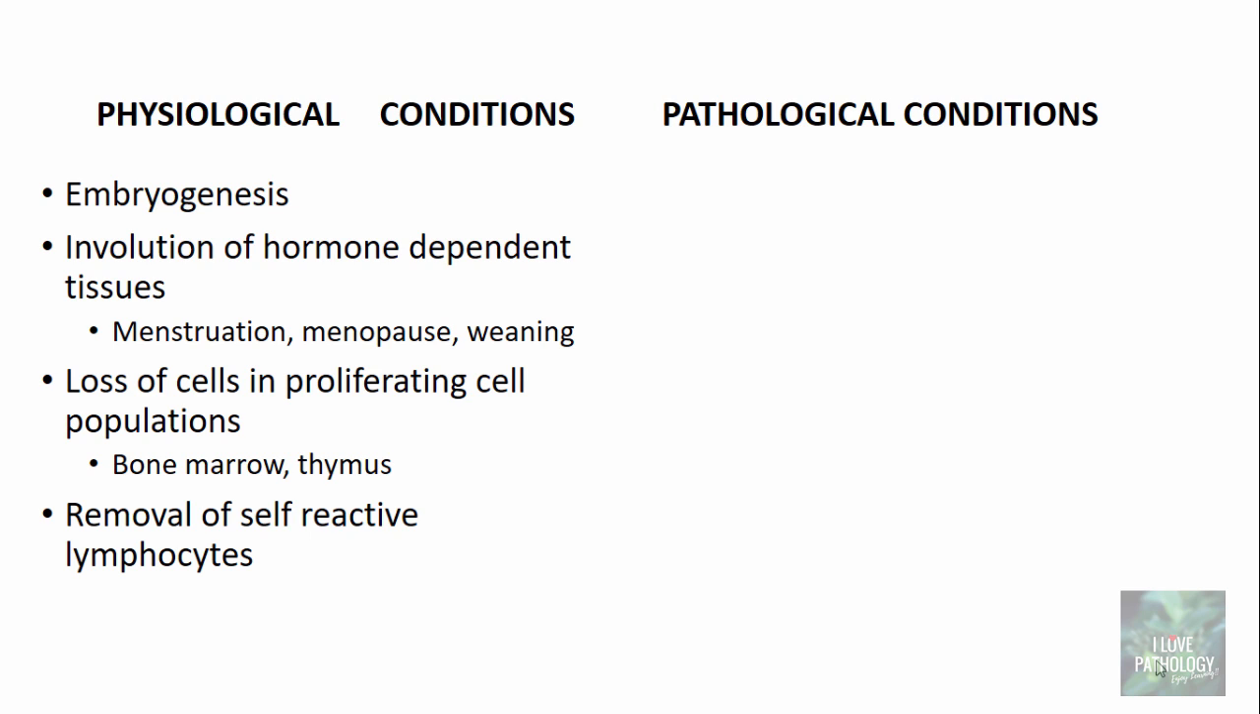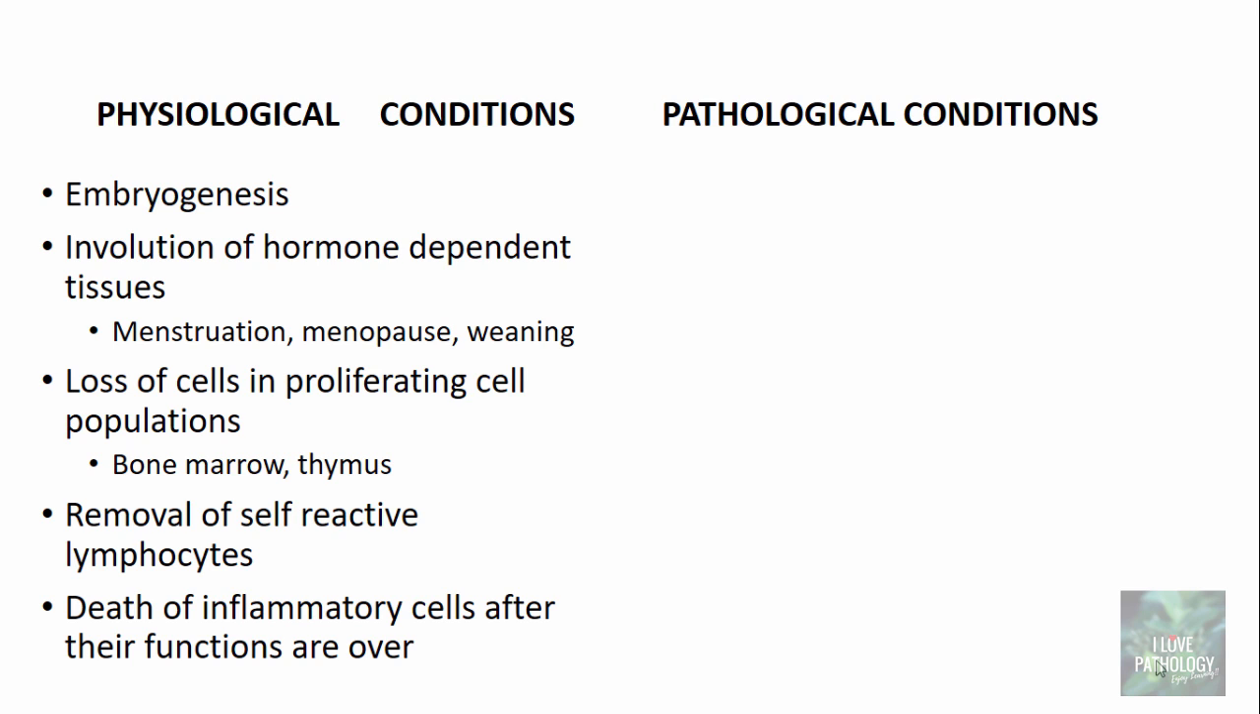Now, the fourth instance is removal of self-reactive T lymphocytes. If these self-reactive lymphocytes are not knocked off, you can expect an autoimmune response. So, the removal of these self-reactive lymphocytes is by the process called apoptosis. Lastly, death of inflammatory cells after their functions are over.